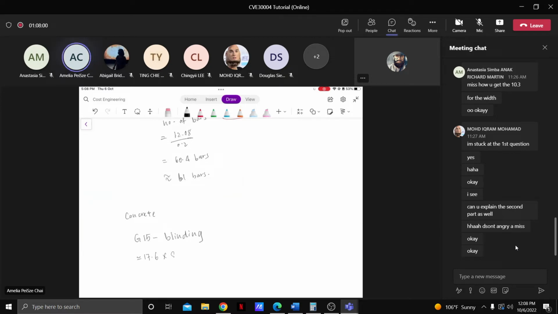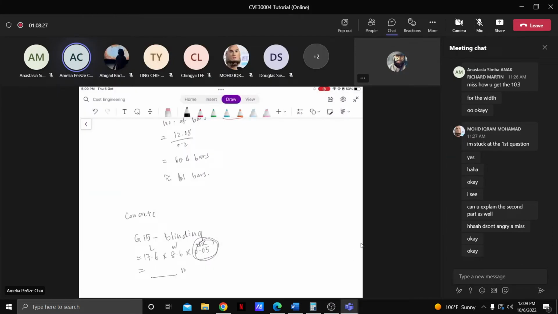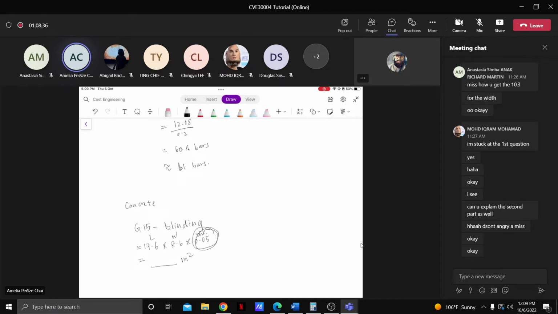17.6 multiplied by 0.6 multiplied by 0.05. This one is your thickness. Length and width. Concrete is usually in meter cube, but this one we have to consider, so this one is in meter square. In your description, you will very obviously mention concrete blinding to 50 mm thickness. So what you have is only the surface area.